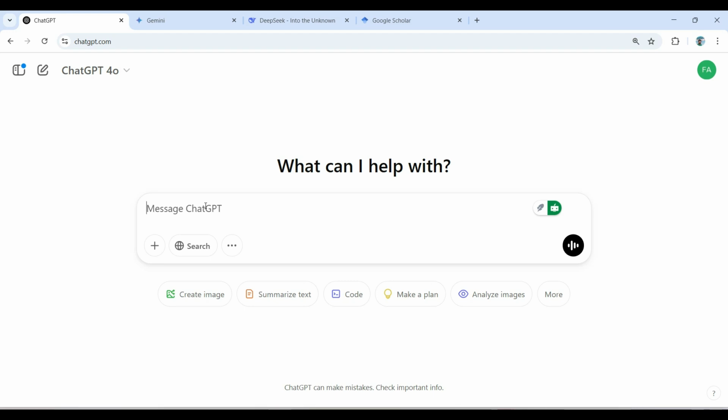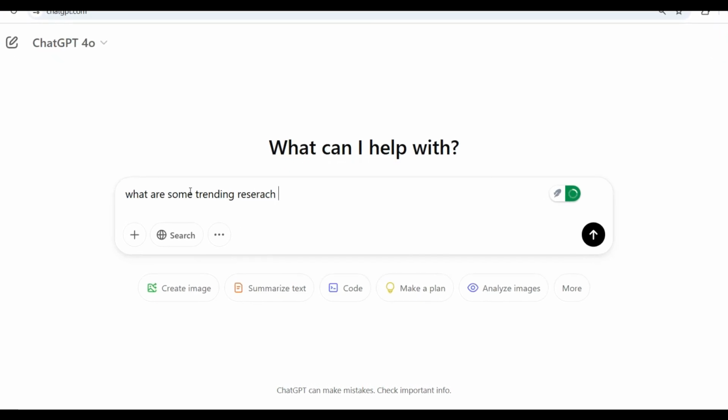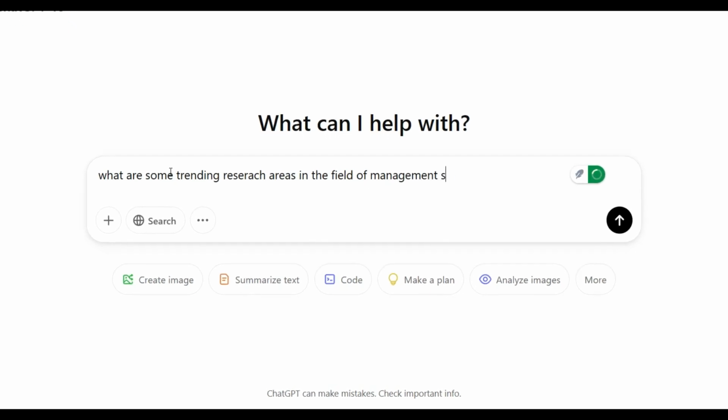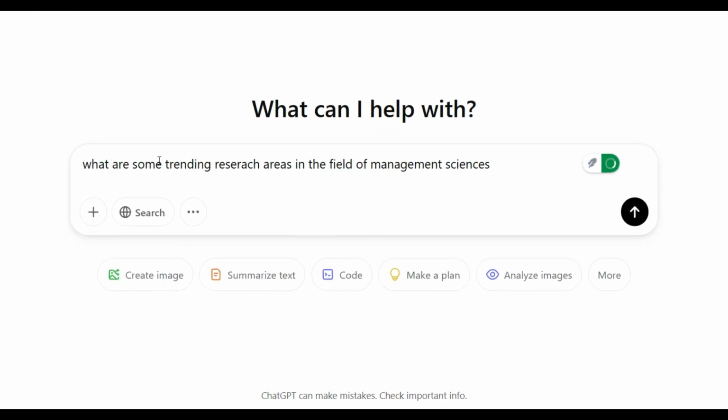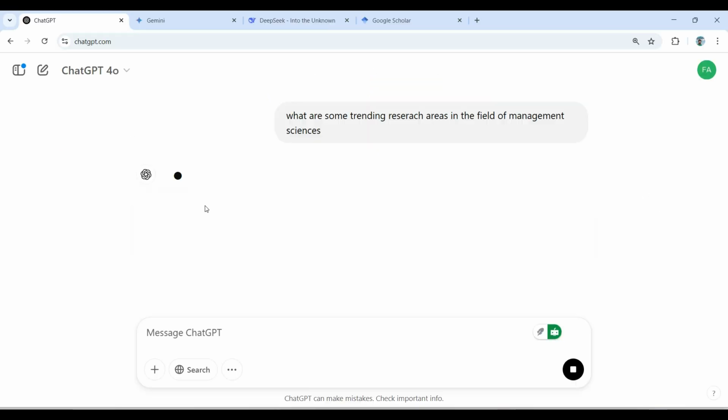So what prompt am I going to give? What are some trending research areas in the field of management sciences? So I'm writing management sciences. You can write any other field that you like, and let's see what responses we get.